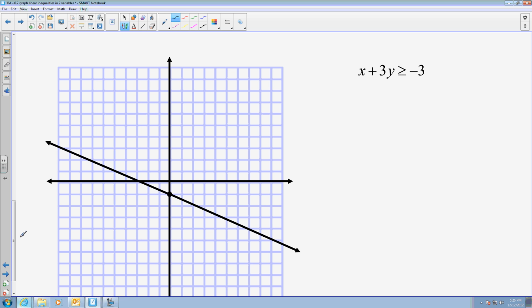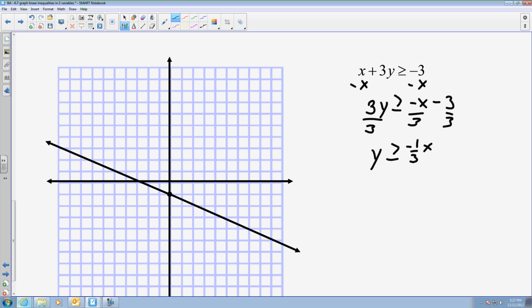Here I have x plus 3y is greater than or equal to -3. See how the greater than or equal to shows that it's a solid line? But first I'm going to solve for y. I'm going to subtract x from both sides, which leaves me with 3y is greater than or equal to -x minus 3. I'm going to divide both sides by 3. So now I have y is greater than or equal to -1/3 x minus 1.